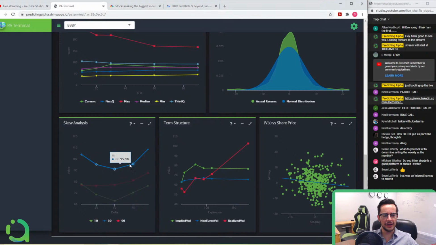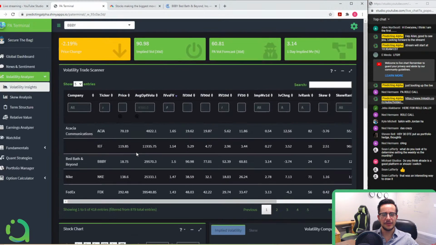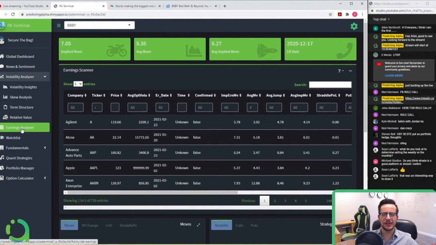Well, if we were to go a little bit further out in time, there's still a little bit of call skew going on here. Might make our wings a little bit pricey. But this is looking like an opportunity to just be short vol, right? If we go to earnings, let's see when the next earnings is for it. January 7th. Okay.